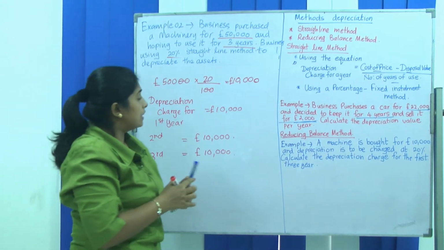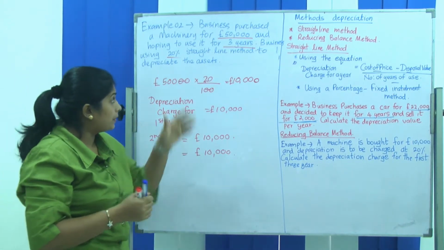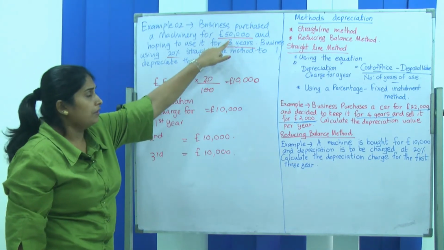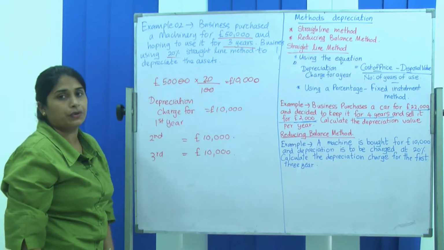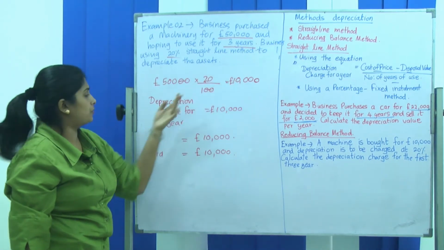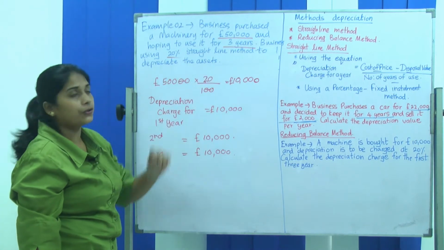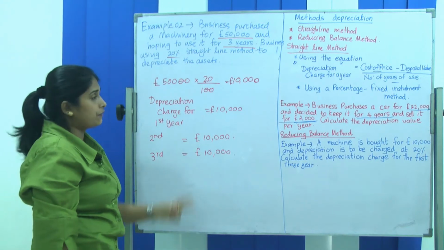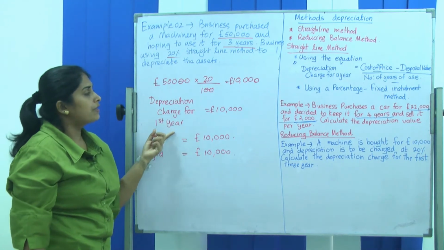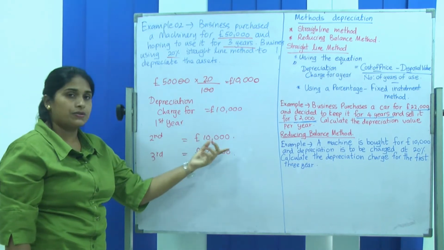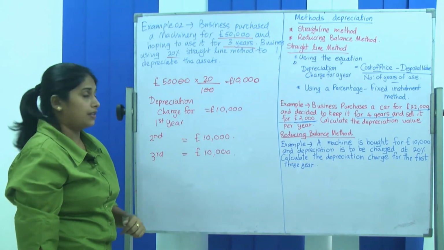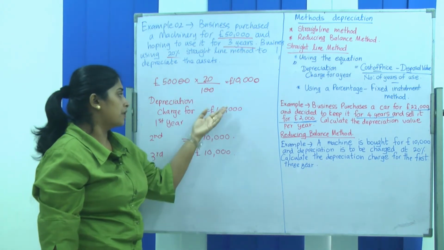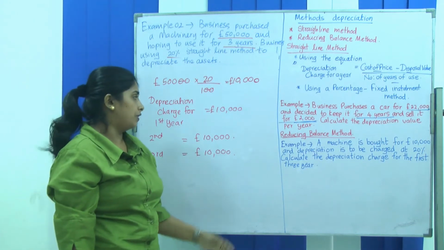Okay, so now here instead of using the equation they have given a percentage. This method is very easy, because what we have to do is calculate 20% of the cost. That will be the depreciation charge per year, and they are hoping to use it for 3 years. Sometimes they might ask you to calculate the depreciation charge for the first 3 years. So it will be the first year 10,000, second year also 10,000, and third year also 10,000, because they are using the straight line method. Straight line method means the amount of depreciation each year is equal.